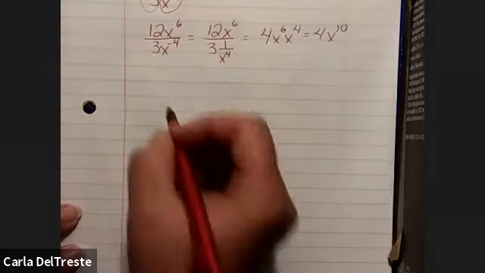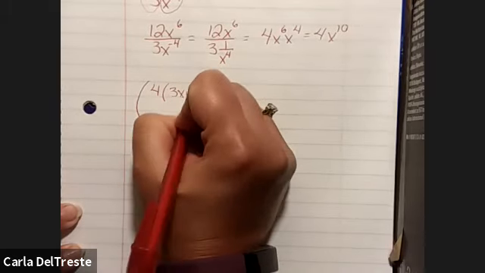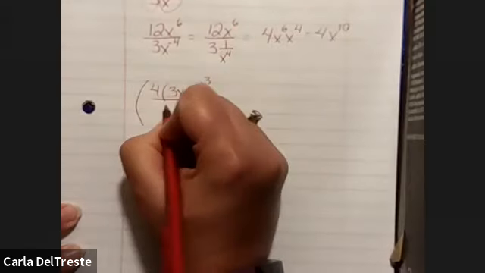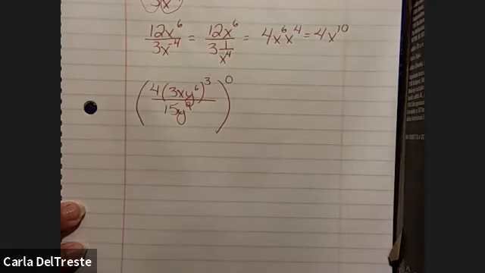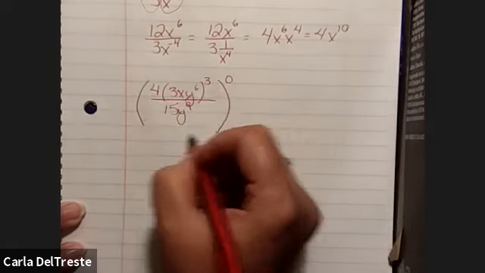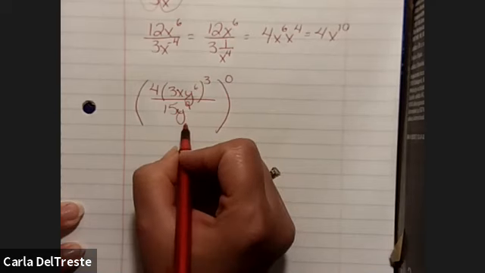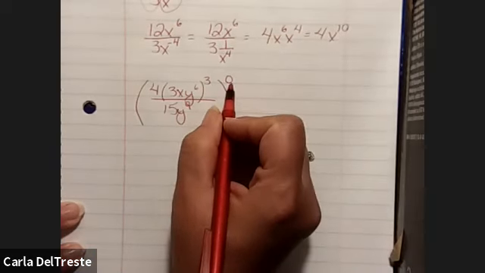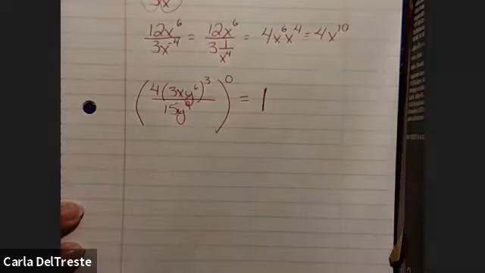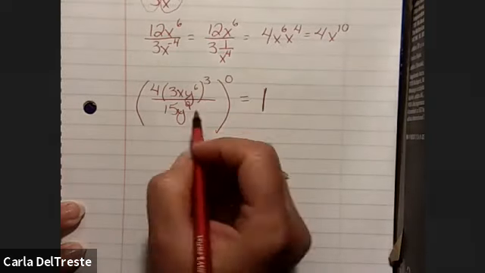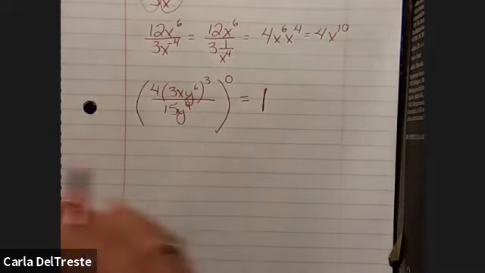Here's the next one I wanted to make sure that we see. Let's say we had something really ugly. 4 times 3xy to the 6th, all to the 3rd, over 15y to the 9th. But then that whole thing is raised to the 0 power. Look at the big picture. Yes, I could go in and I could try to figure this out, but ultimately this is all being raised to the 0 power. Anything to the 0 power is 1. Okay, we learned in the last video. So don't waste time trying to go through all this. Look at what your exponents are. Okay, and this will boil down and just give you 1.